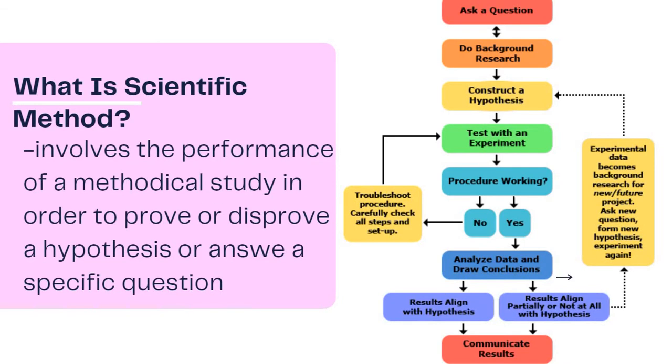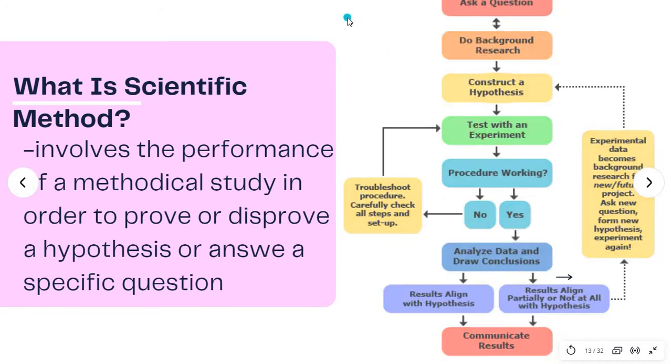It involves the performance of a methodical study in order to prove or disprove a hypothesis or answer a specific question. So this is not really linear, but sometimes iterative, where you can go one step backward and move forward. Yes, but there is this systematic sequence that scientists follow so they can prove their questions and hypotheses. So they want to answer what, how, and why. But what is the very first part? It starts with asking a question or making an observation.